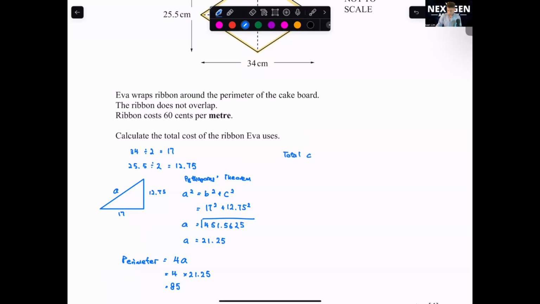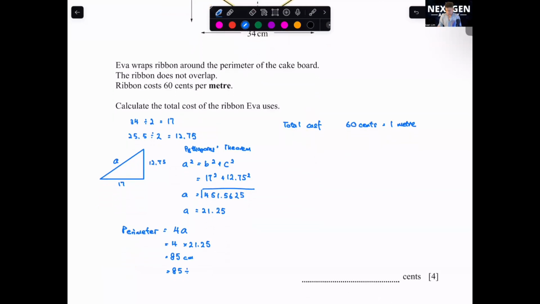For the total cost, they mentioned 60 cents is equal to 1 meter. Our unit here is 85 cm, so we need to change it to meters. 85 divided by 100, which is 0.85 meters. We take 0.85 multiplied by 60 cents. You put it in your calculator, and your final value will be 51 cents. Always, when you see something that is bolded, it means you need to do some sort of calculation there.